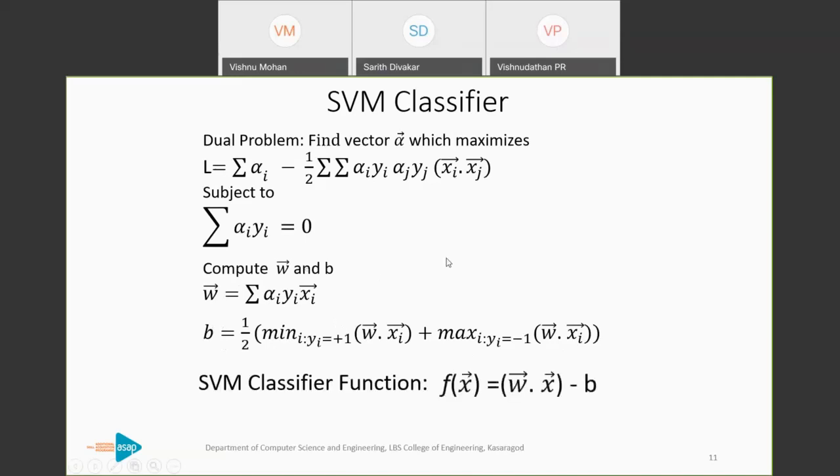Then you can write the final SVM classifier function like this: f of x is equal to W dot x minus B. So that is the SVM classifier. So what we are going to do? We are going to find a vector alpha which maximizes this, subject to this condition. And you can compute W and B with this equation, and finally you can write the classifier function like this.